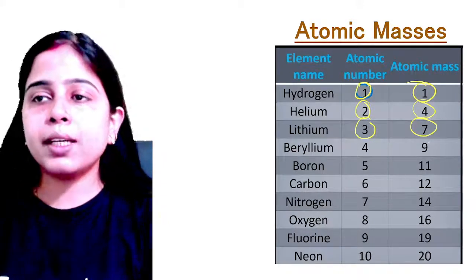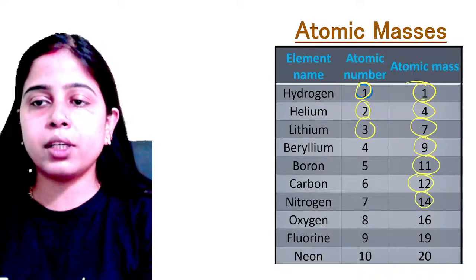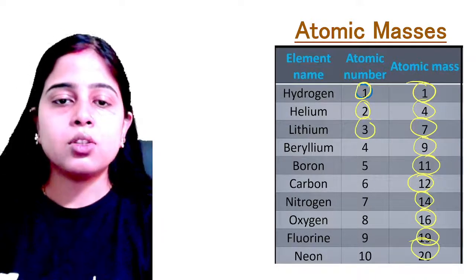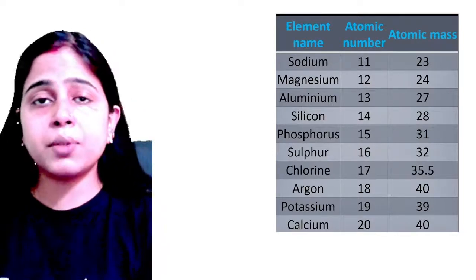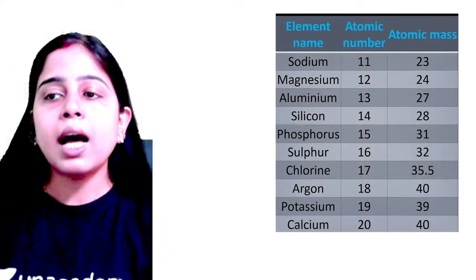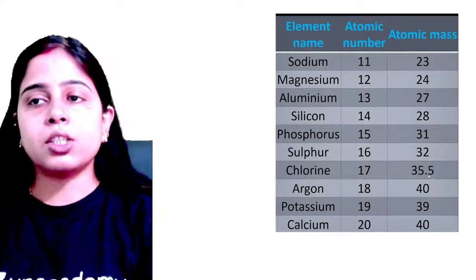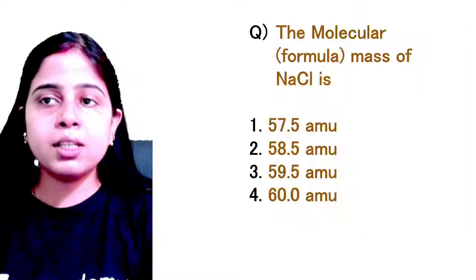So for example, beryllium has atomic mass 9, boron 11, carbon 12, nitrogen 14, oxygen 16, fluorine 19, neon 20. All these are the atomic masses that we have. You need to memorize them up till at least atomic number 30. I have given here the atomic masses till 20, that is up to calcium. These are the atomic masses of certain very common elements.